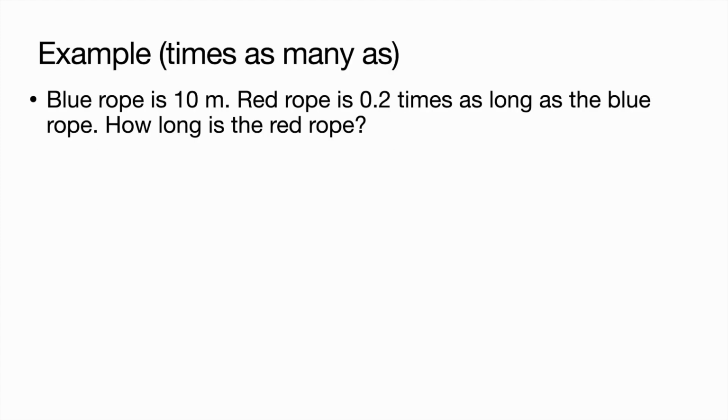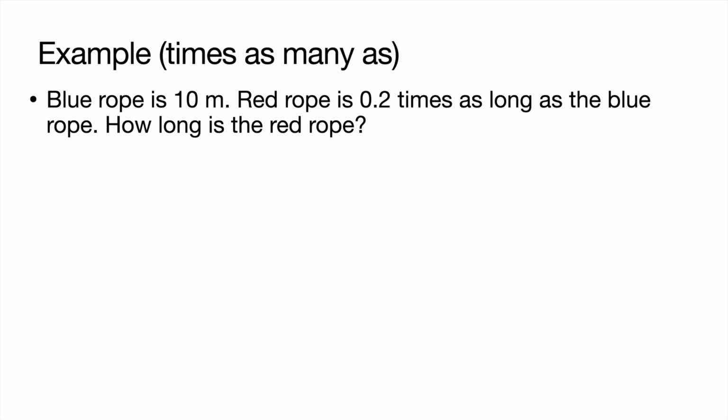Let's see an example of times as many as. We have a blue rope, which is 10 meters. The red rope is 0.2 times as long as the blue rope. We want to know the length of the red rope.